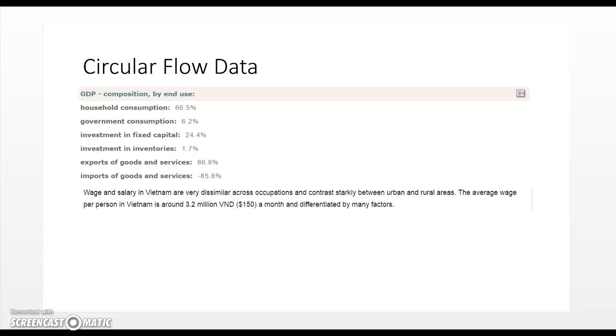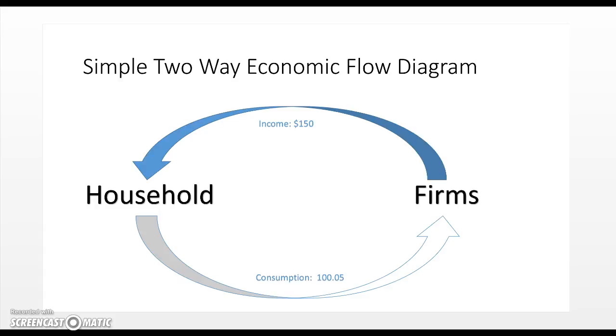by many factors. If you take a look at the simple two-sector flow economics diagram I made, you see the households on the left, the firms on the right, and the consumption and income. The income here is 150, and the consumption, which I found by taking 66.5% of 150, is $100.05, and I simply put it there. It shows that the firms are not making as much money as they are paying their workers, which means firms are losing quite a bit of money.